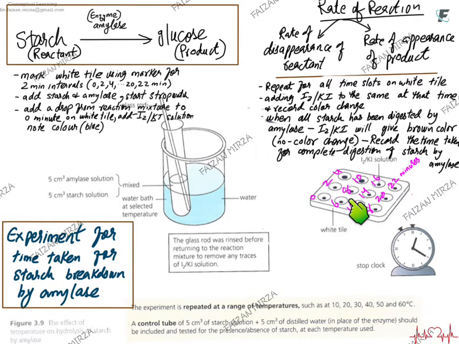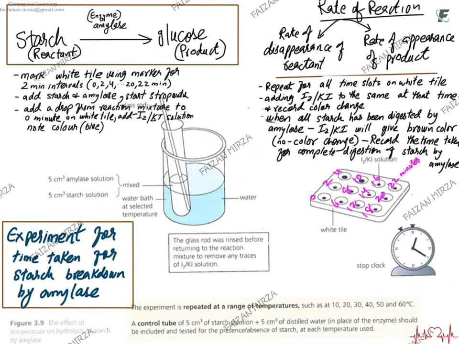In the initial few minutes you will see a strong blue-black color, but as time progresses the color starts to discharge. Towards 14 or 16 minutes you will see much less blue-black color, and towards the end, at about 22 minutes, you will probably see that the reaction has just stopped. So you know that the reaction is completed. The rate of disappearance of the reactant has been followed.